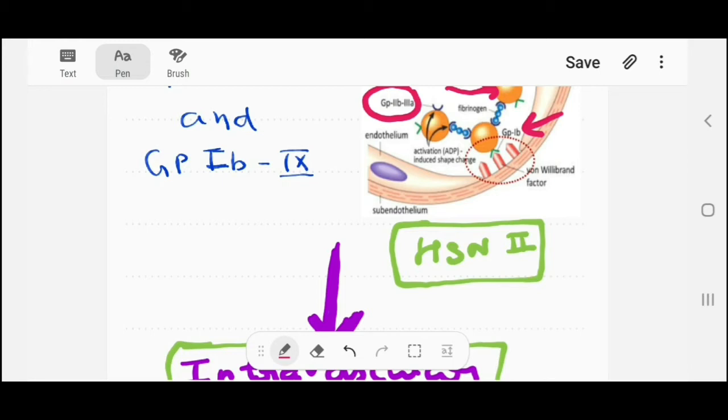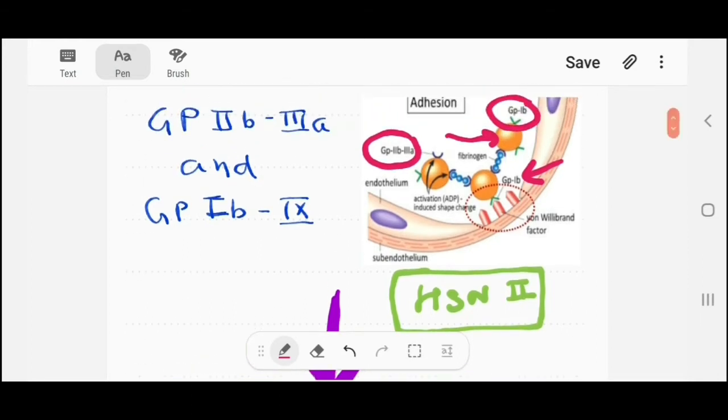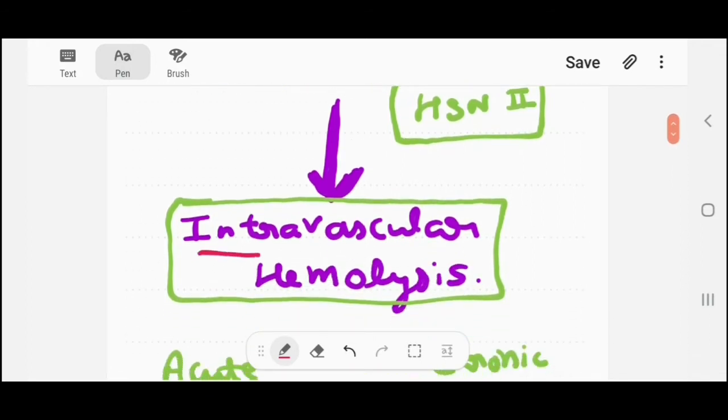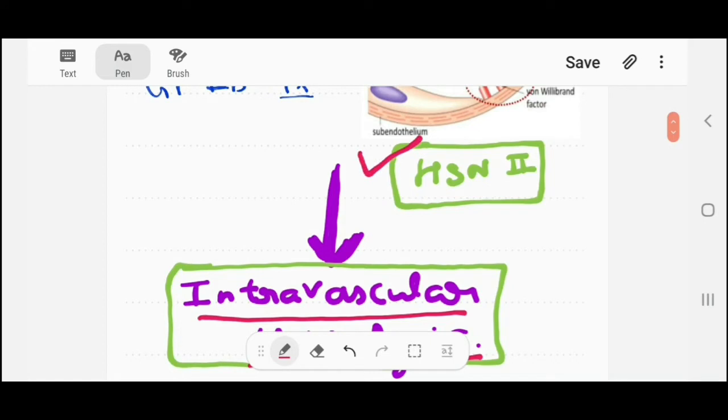So this is very important, guys. Antibodies against GP2B3A and GP1B9 will cause no adhesion and no aggregation. So there can be bleeding in the patient. Also, since there is an antibody against these factors, it is a hypersensitivity reaction type 2. I will be covering all the hypersensitivity reactions in another video, and I will tell the tricks to learn the different examples.